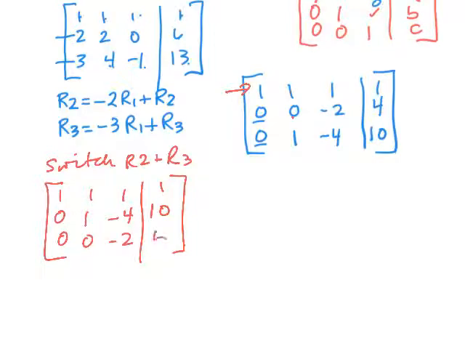Why did I do that? My goal is to get the 1 and the zeros below, then the 1 and the zeros below, and I need a 1 here. So I am almost done. How am I going to get a 1 here? So one thing you can do is you can rewrite any row as a non-zero multiple of itself. So what would I multiply row 3 by to get a 1 here? Well, I would multiply it by -1/2, right? If you do -2 times -1/2, you're going to get 1.